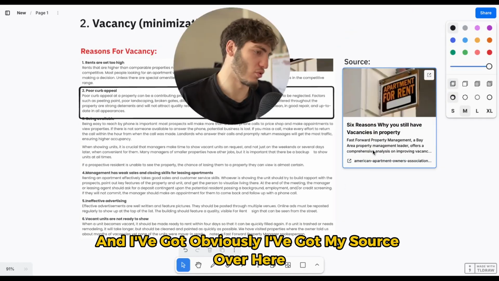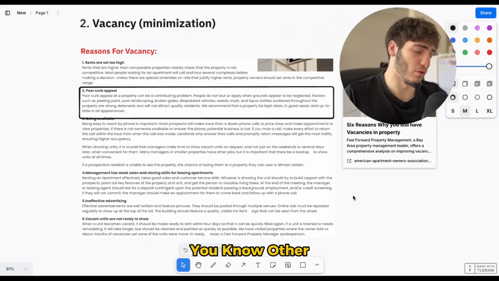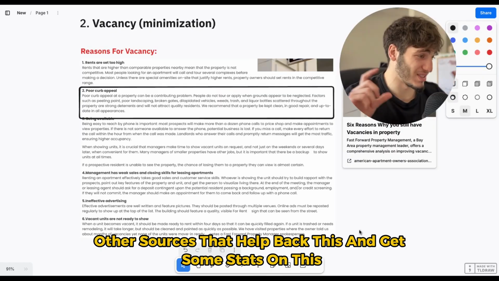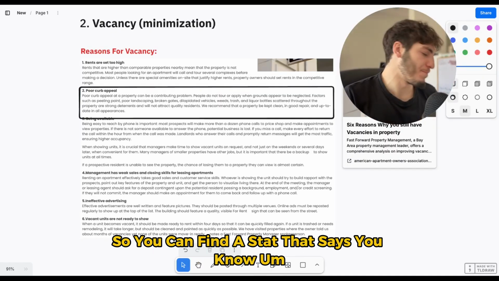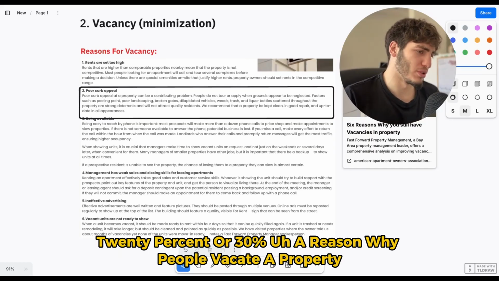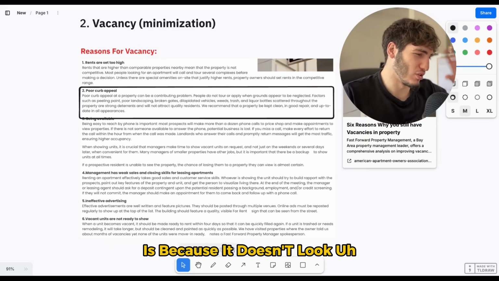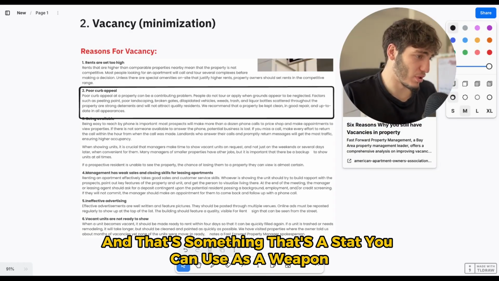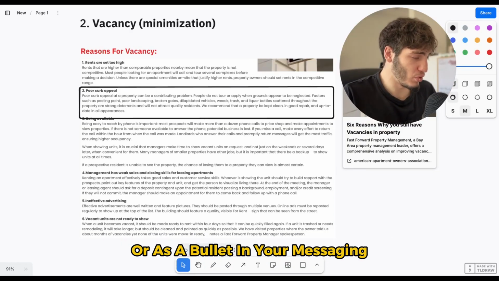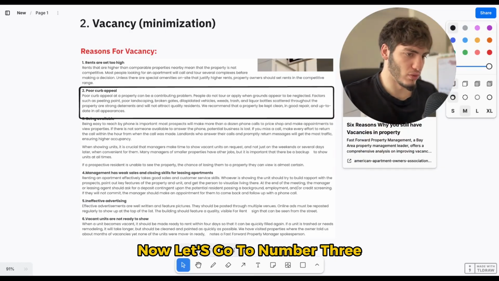And I've got my source over here, and you could be searching online for other sources that help back this and get some stats on this, and you can use it as well in your messaging, right? So you can find a stat that says 20% or 30% is a reason why people vacate a property, or maybe 20% of why people don't visit a property is because it doesn't look clean or well kept and maintained in the images, right? And that's a stat you can use as a weapon or as a bullet in your messaging. So that's just a tip for you guys. Now let's go to number 3.